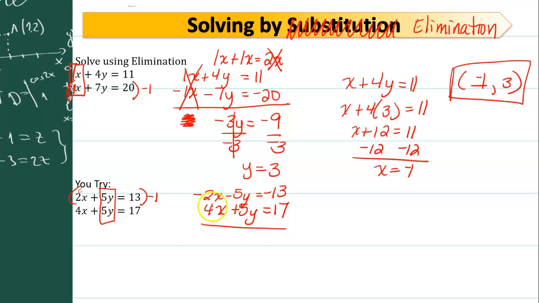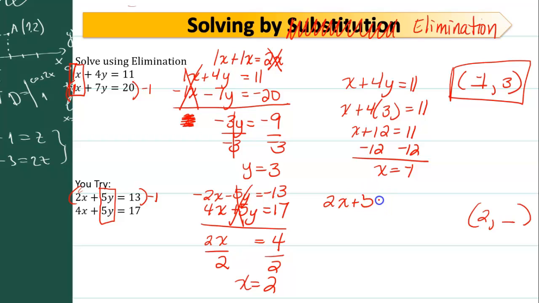We're going to add straight down the columns. -2 plus 4 is 2. -5 plus 5 eliminates. -13 plus 17 is 4. Now we've got x isolated, so we divide both sides by 2, and so x is 2. So you should have said that part of your answer was 2 comma something. And then you should have chosen either one of these problems. I'm going to do the top one here because it is the smaller numbers.